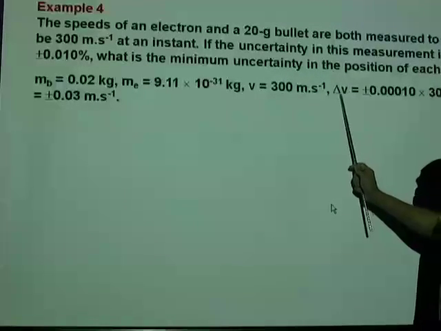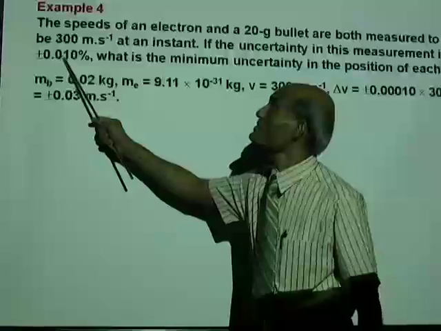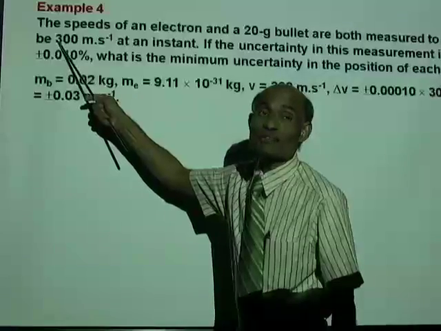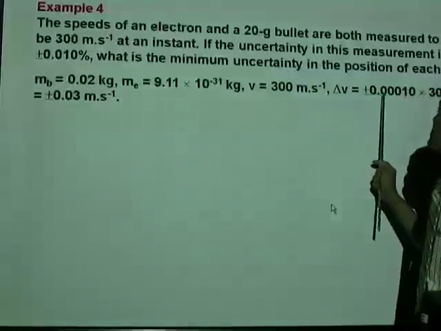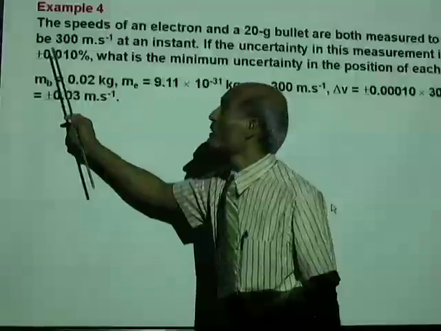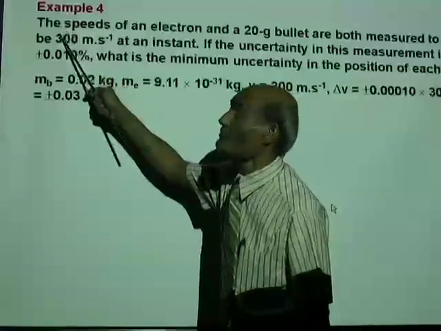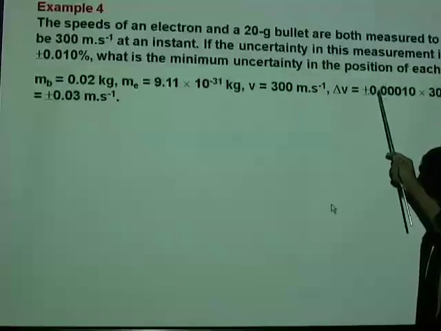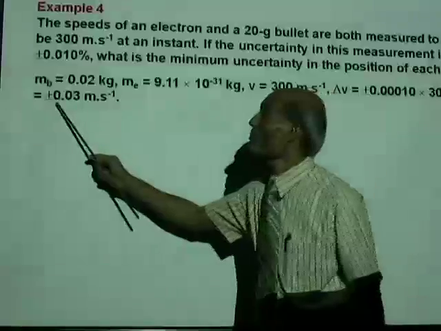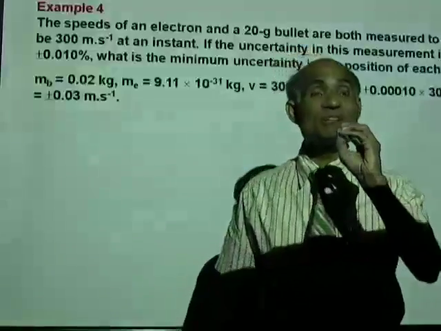Now, the uncertainty in measuring the velocity is given. I want you to interpret correctly. It is 0.01%, which means it is 0.01% of 300. So your delta v will be 0.01%. When you convert that to a number, it will be 0.01 divided by 100, which is 0.0001 of 300. So we say delta v is plus or minus 0.0001 times 300, and that will be plus or minus 0.03 meter per second. That is the uncertainty in measuring the velocity.